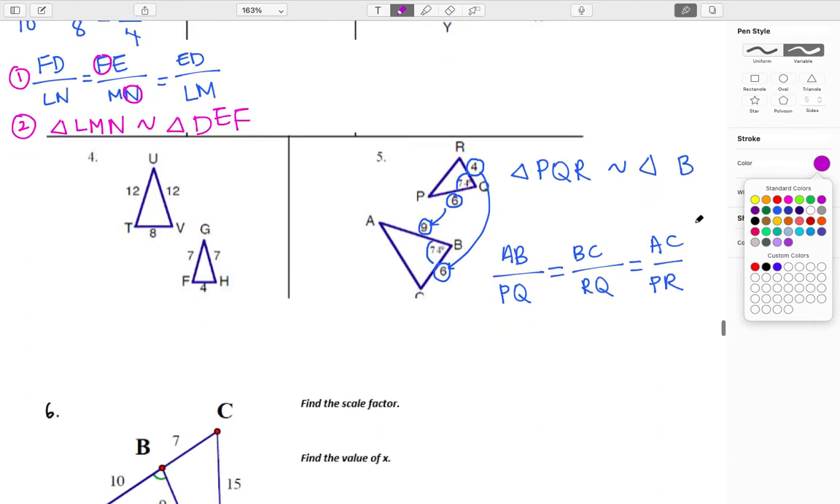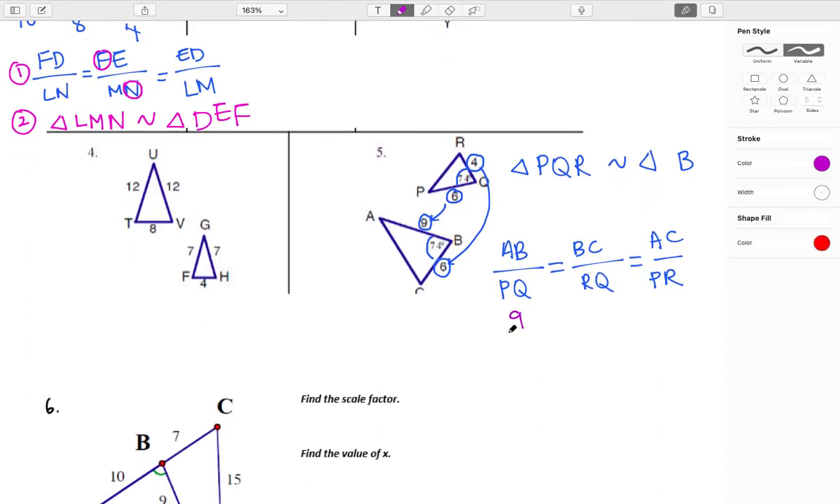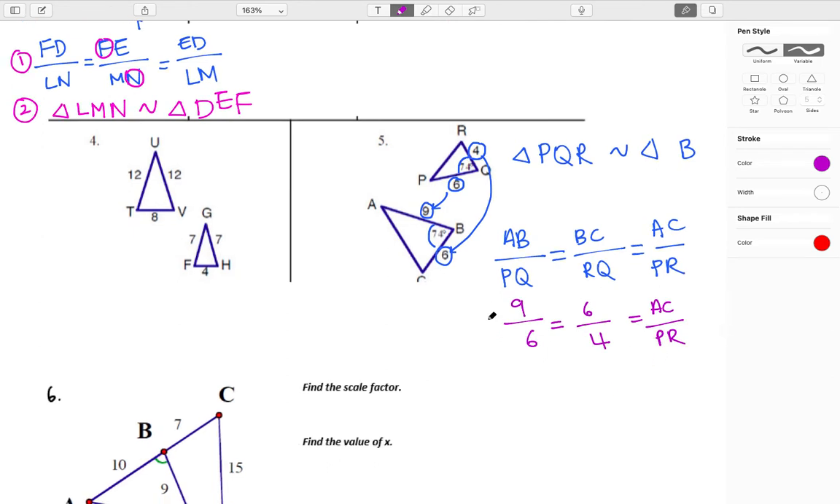So let's plug it in. We know that AB is 9, PQ is 6, BC is 6, and RQ is 4. And for the last one, we don't know AC over PR. Well, let's try dividing it. 9 divided by 6 is 1.5. And 6 divided by 4 is also 1.5. They're the same. So therefore, yes, they are proportional.